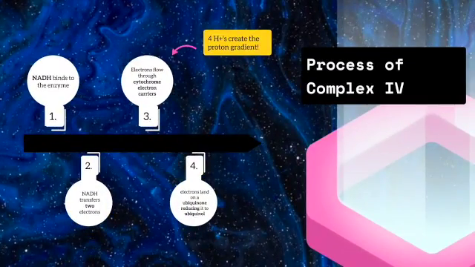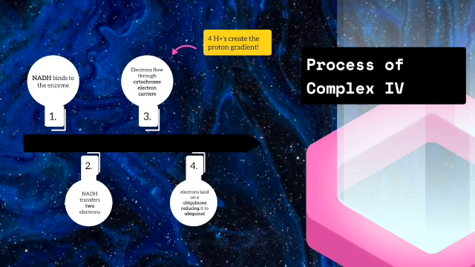Here's the process of complex 1. In the first step of the electron transport chain, NADH, a coenzyme, binds to the protein. It is important to remember that the NADH used in this process is made through glycolysis and the citric acid cycle, also known as the Krebs cycle.